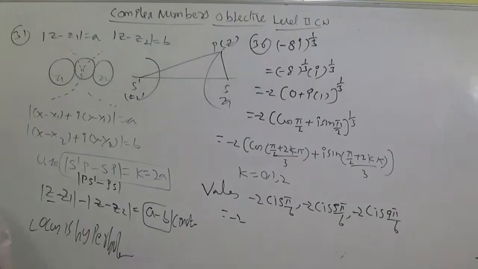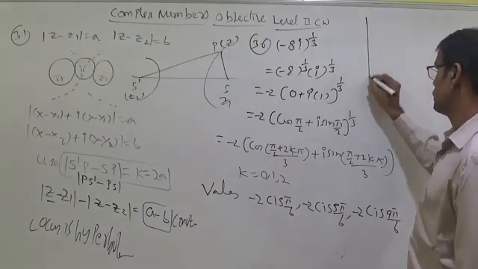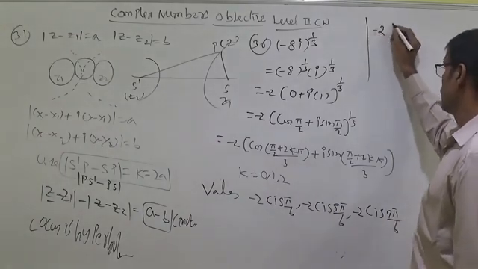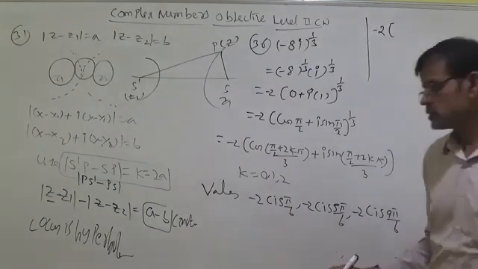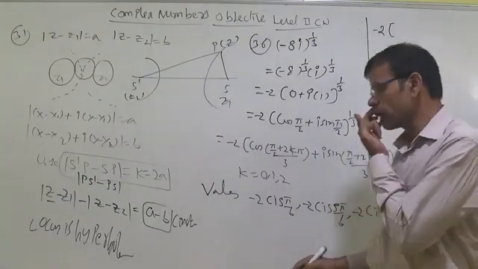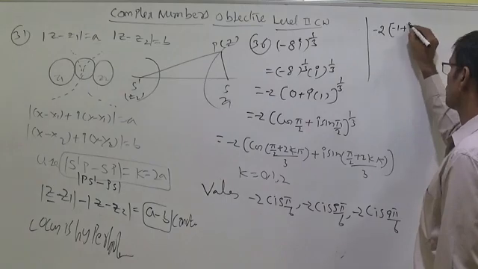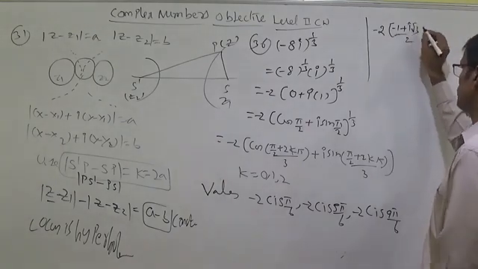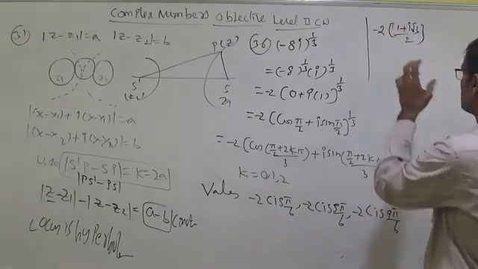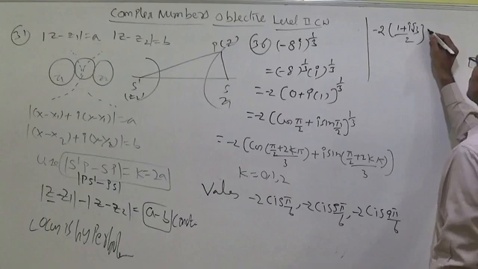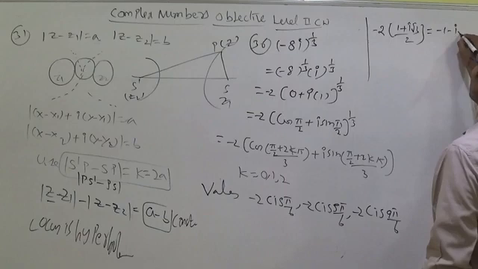Cos pi by 6 value root 3 by 2. Minus 2 into cos pi by 6, root 3 by 2, plus I sin pi by 6, means I into 1 by 2. So minus 2 into, like this you can write, minus 2 into root 3 by 2 plus I into 1 by 2. The 2s get cancelled, it becomes minus root 3 minus I.